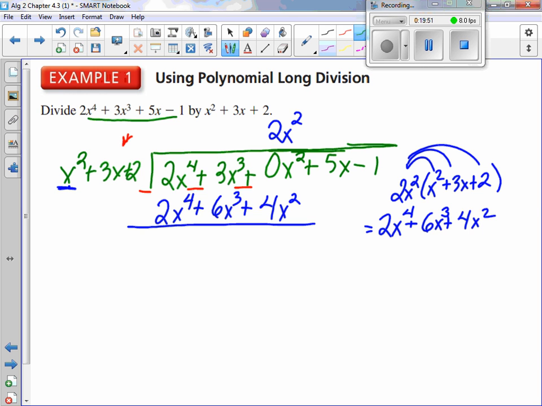Now we subtract. Well, 2x to the 4th minus 2x to the 4th, these will cancel. These should always cancel because that's what we want. We want that farthest left term that we're dividing into to cancel out every single time. Now 3x cubed minus 6x cubed, negative 3x cubed. 0x squared minus 4x squared, negative 4x squared.